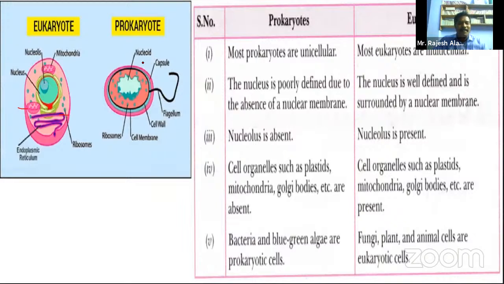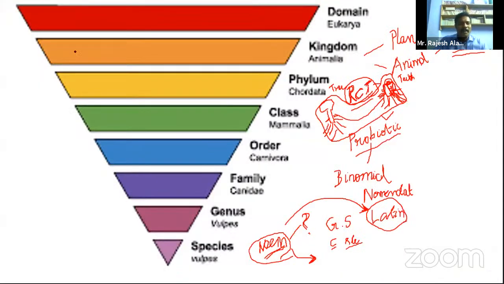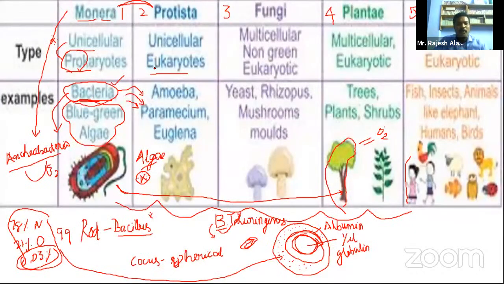So come to the point. These prokaryotes now have a transformation from unicellular prokaryotic organism to eukaryotic organism. Still they are unicellular only. Amoeba, paramecium, euglena, and all kinds of algae get figured here.